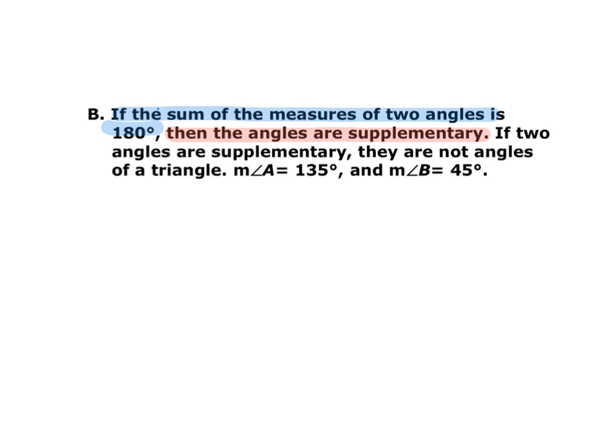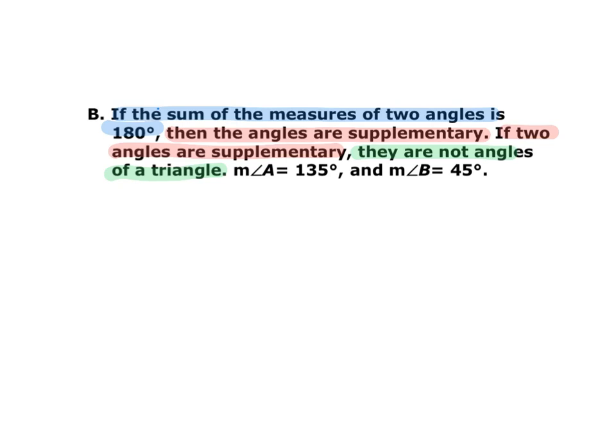If two angles are supplementary, then they are not angles of a triangle. So if two angles are supplementary, we've seen that before. Would that be P, Q, or R? That's Q. So that one's red again. They are not angles of a triangle. Have we seen that one before? No, so this would be our R.